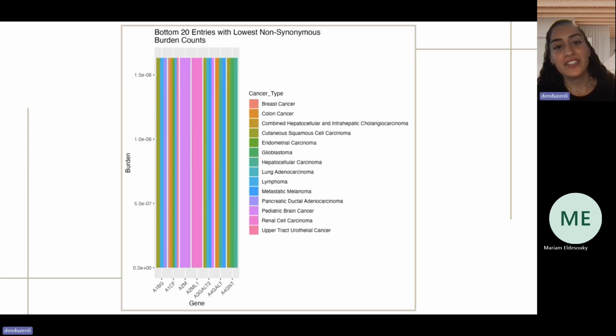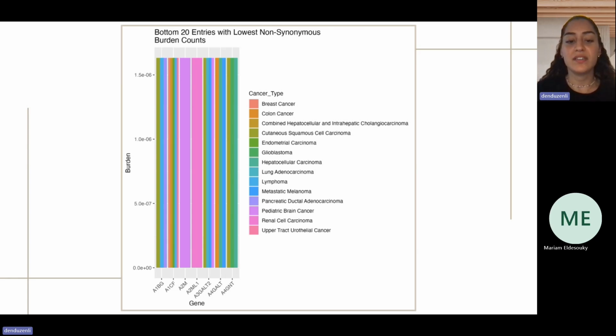For the bottom 20 entries, the lowest burden counts for the non-synonymous calculation, we have a few more genes in this list. Once again, we have A1CF there with a lot of cancer types. A2M and A2ML1, we see that they both have variants in 1 cancer type each. So this may suggest that these are not the most focused genes that people want to be studying, especially for pan-cancer studies, because they're not found in very many.